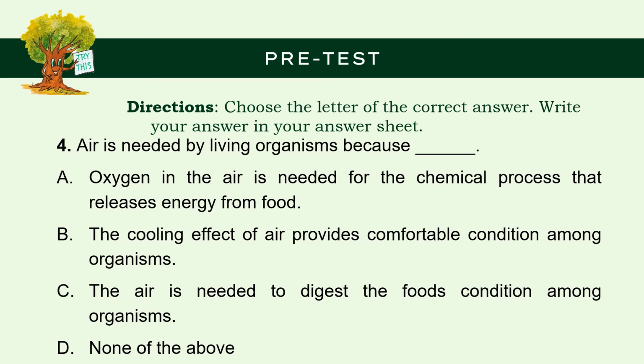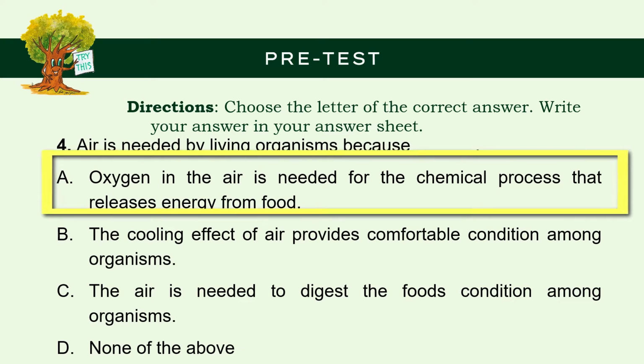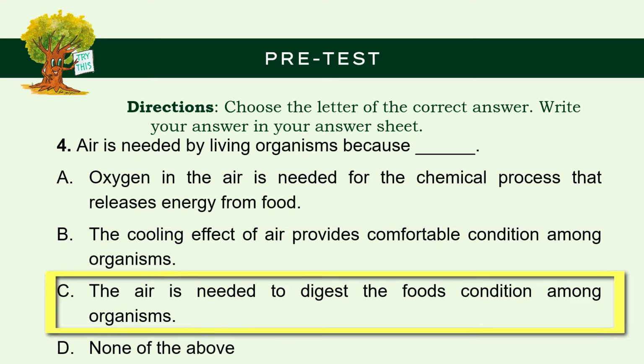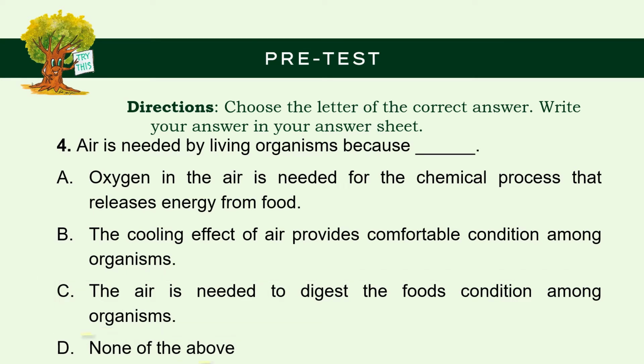Number 4. Air is needed by living organisms because blank. A. Oxygen in the air is needed for the chemical process that releases energy from food. Letter B. The cooling effect of air provides comfortable condition among organisms. Letter C. The air is needed to digest the foods conditioned among organisms. Letter D. None of the above.